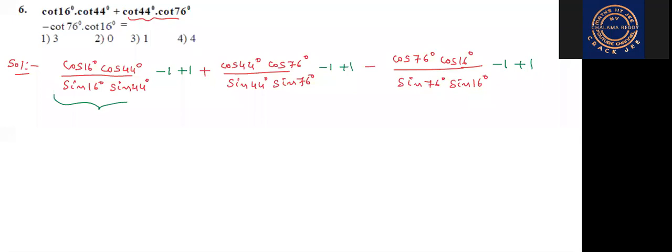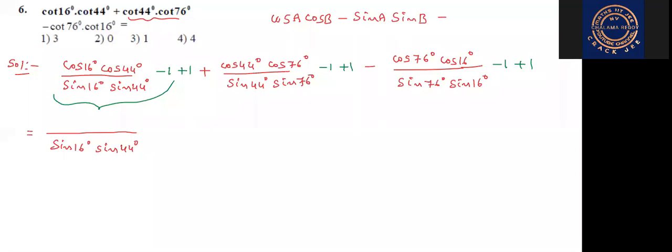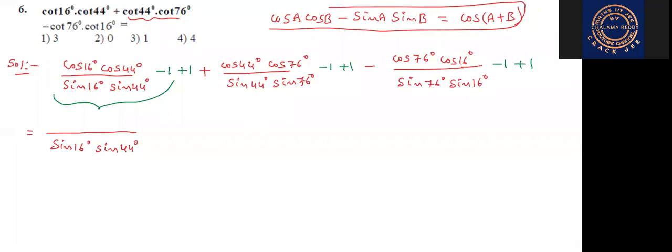Now by observing these two terms, take the LCM. What happens, students? The LCM is sin 16 sin 44 degrees. After taking the LCM, the numerator will be cos 16 cos 44 minus sin 16 sin 44. What is the formula for cos A cos B minus sin A sin B? That is cos of (A plus B), or not? So by using this formula, the numerator will be cos of (16 degrees plus 44 degrees). Here plus 1 extra is there, so we will write that later.